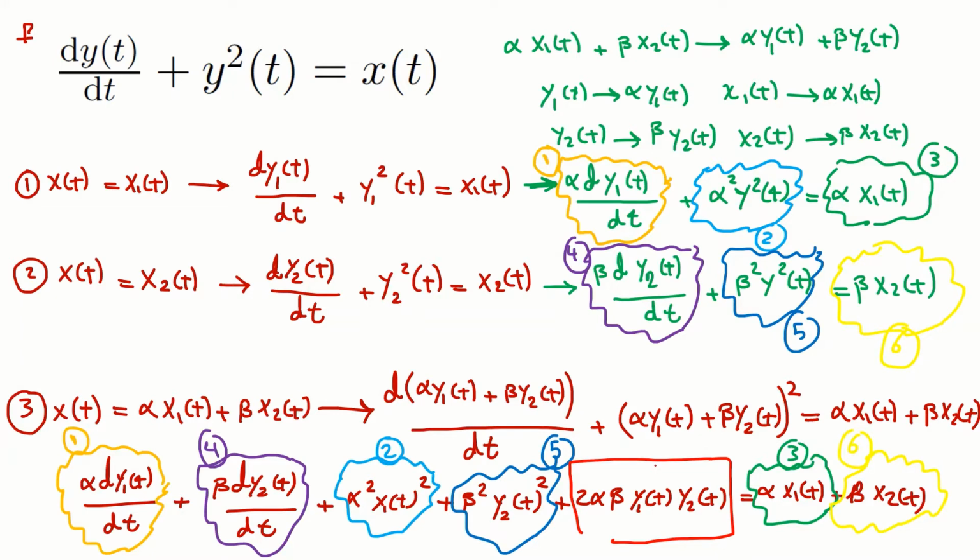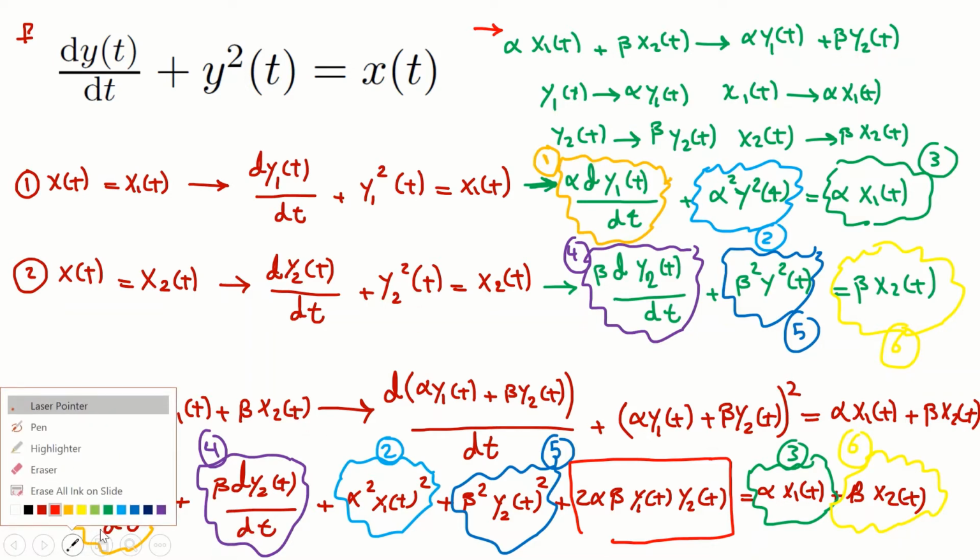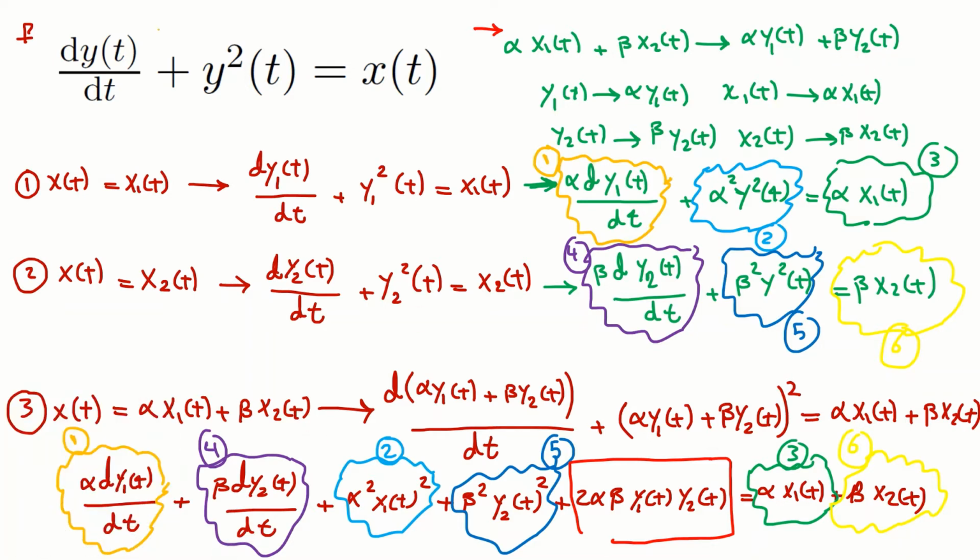So that means for an input like alpha x1(t) plus beta x2(t), the system output is not alpha y1(t) plus beta y2(t). So that means this system is not a linear system. So I write it here: it's a non-linear system.